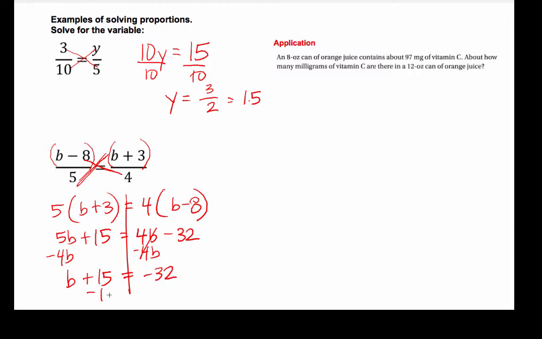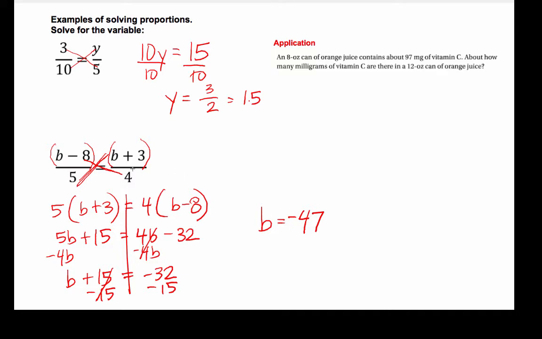I'm going to subtract 15 from both sides. I get a 0 on the left, leaving just a b. I get negative 32 minus 15 is negative 47. Okay, so there's my answer. Now, it's always a good idea to check our answers. Sometimes when we get an answer like negative 47, you might say, man, that's kind of large. I don't know if that's right or not.